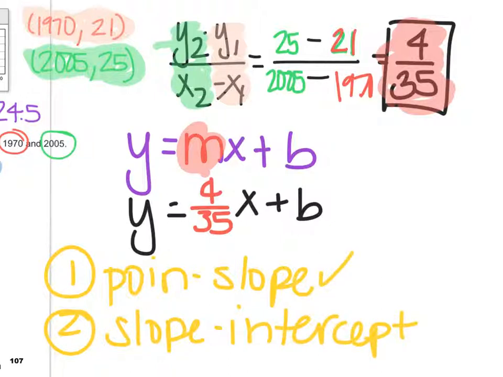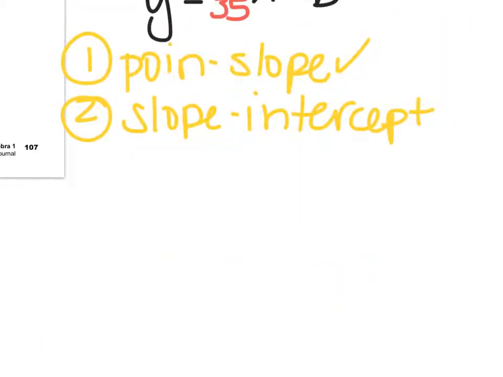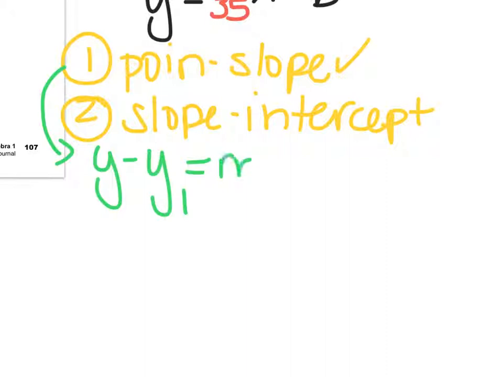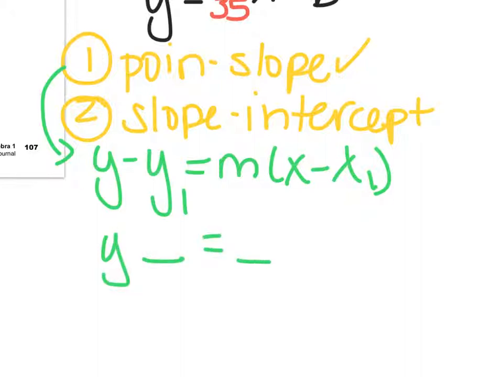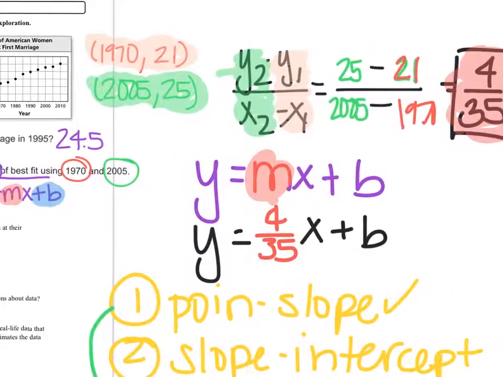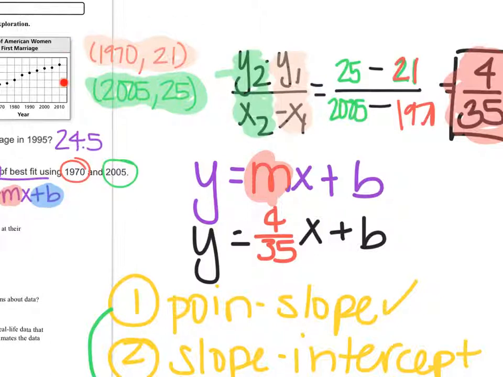So right now I'm going to do option 1, which if you'll recall, your point slope formula is y minus y1 equals m times x minus x1, where our job is to fill in something for y1, m, and x1. Well, we already know that our m is 4 over 35. We already figured that out. And then we had 2 points. We had 1970 and 21 and 2005 and 25. It doesn't matter which of those we're going to use. I'm going to pick 1970 and 21.